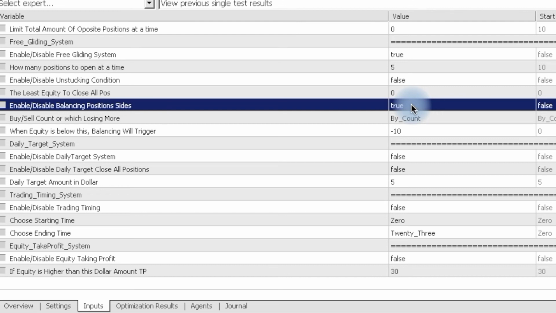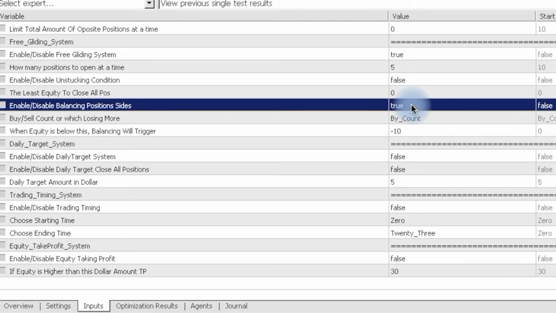Now I can balance. What is the meaning of balancing the positions? Basically, I'm telling it to not open all 5 buy positions or all 5 sell positions, or for example 4 buy positions and only 1 sell position. No, I want it to balance it. Balance the positions, meaning open 2 and 3, 2 buys and 3 sells, or 3 buys and 2 sells. I want a bit of balance.